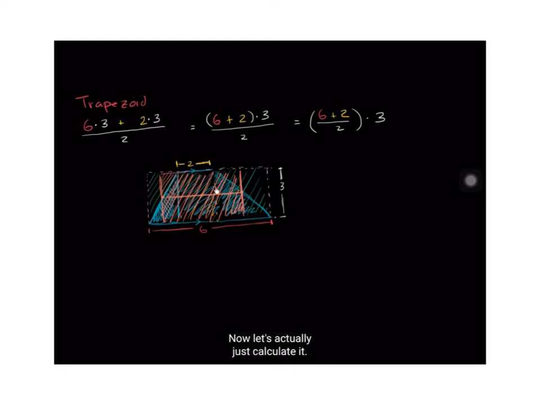Now let's actually calculate it. We can do any of these. 6 times 3 is 18. This is 18 plus 6 over 2. That is 24 over 2, or 12. You could also do it this way: 6 plus 2 is 8, times 3 is 24, divided by 2 is 12. Or 6 plus 2 divided by 2 is 4, times 3 is 12. Either way, the area of this trapezoid is 12 square units.